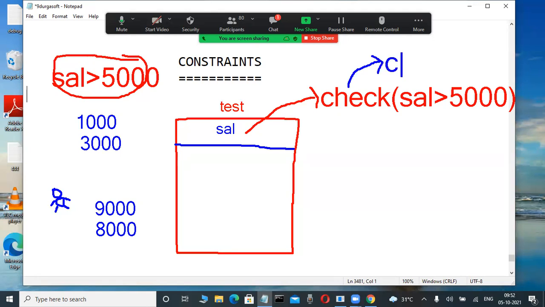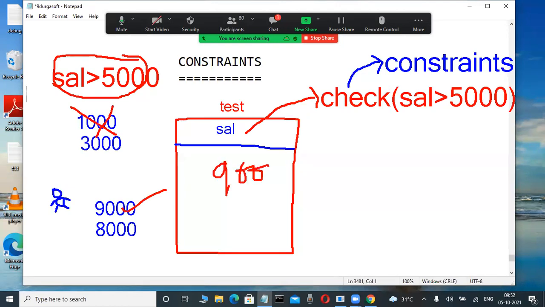So many things are there. Those names are called constraints. Don't call them constraint names. Constraint names are different; these are constraint types, or constraints. Now here, whenever we use this, if the data entry operator inserts 1,000, it won't work, because 1,000 is less than 5,000. If they insert 9,000, yes, it is allowed. Again, 3,000 is not allowed. Here 8,000 is possible.